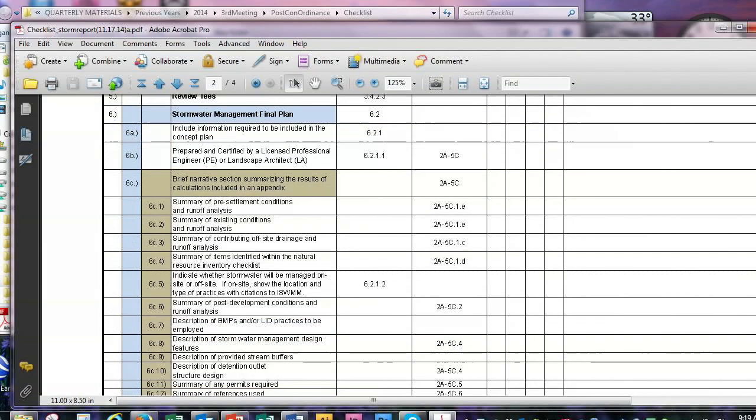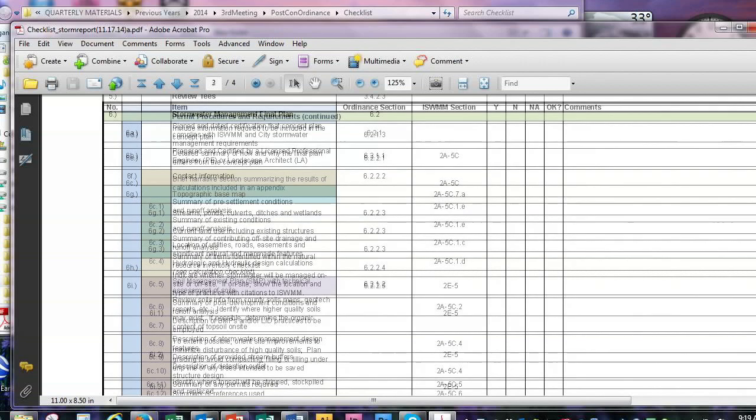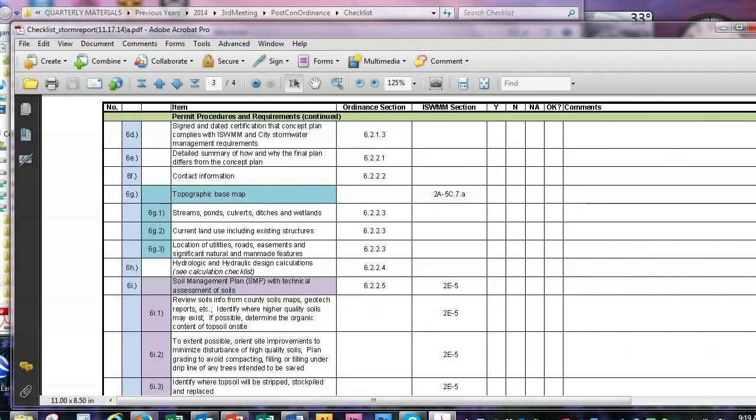So are there any questions on the checklist? A tool for you, a tool for the cities? So we're all on the same page.